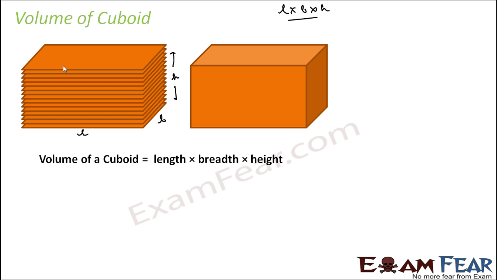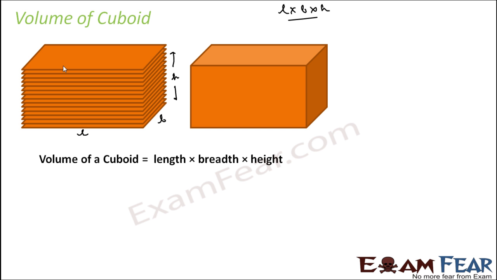Please don't get confused with surface area. For surface area, it was 2 into (length breadth plus length height plus breadth height). We are talking about the volume, the capacity of this particular cuboid, right? The amount of liquid or the air this cuboid can hold. That is volume. We are talking about volume here.